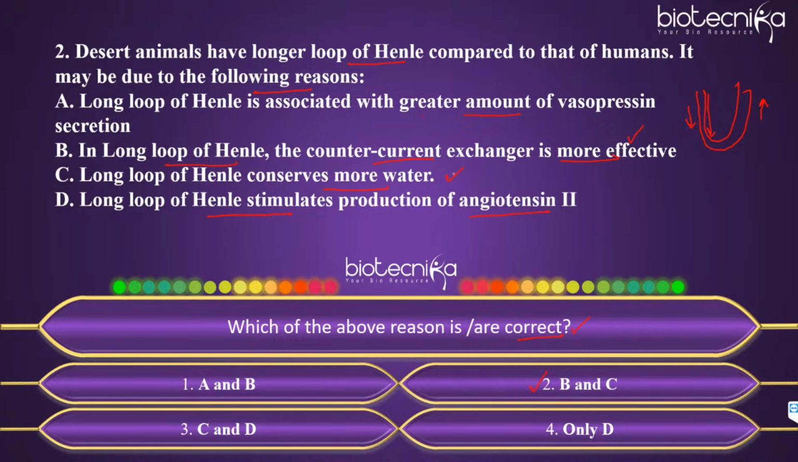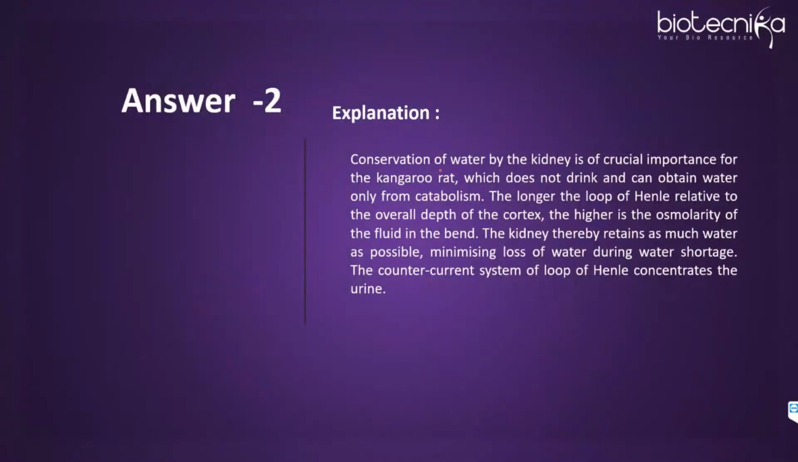Okay. So why do they have long loop of Henle? Whenever these desert animals need to conserve water, it is very important. Another example is kangaroo rat. They do not drink and can obtain water only from catabolism. Because water is less, they cannot drink, that much water is not available, so they have to obtain water. So the longer the loop of Henle, the more water they will conserve relative to the overall depth of the cortex. Higher will be the osmolarity. Because of osmolarity changes, this long loop of Henle will absorb more water. So the kidney retains as much water as possible, minimizing loss of water during water shortage. So this counter-current system works over here.